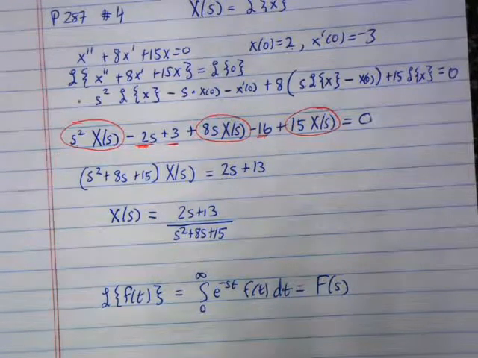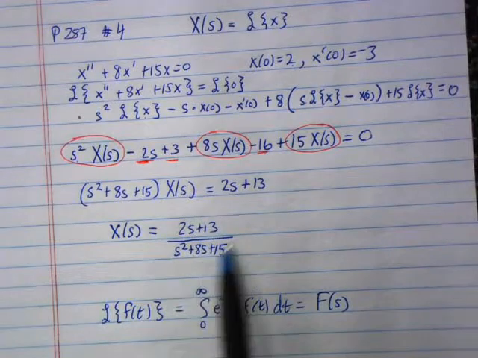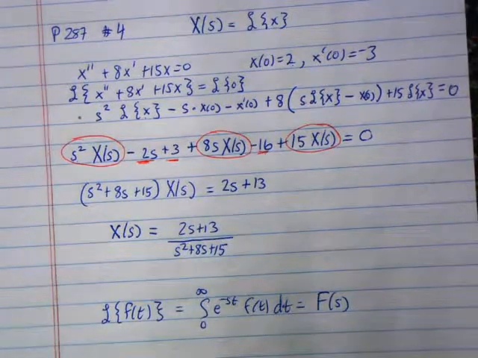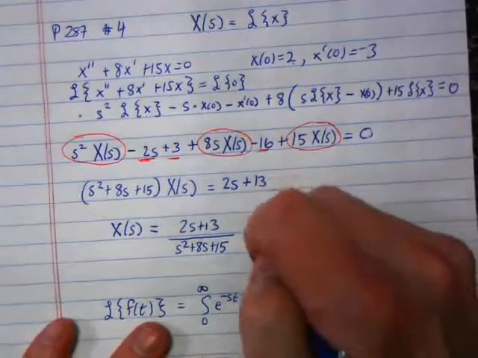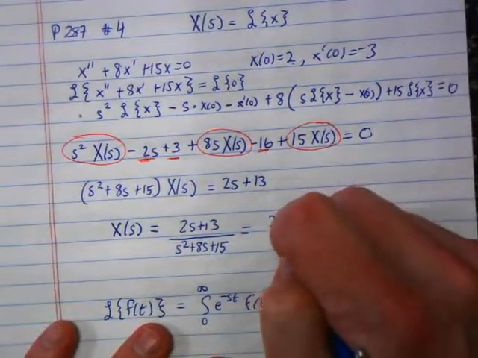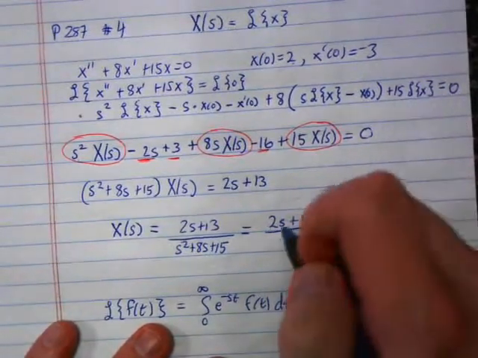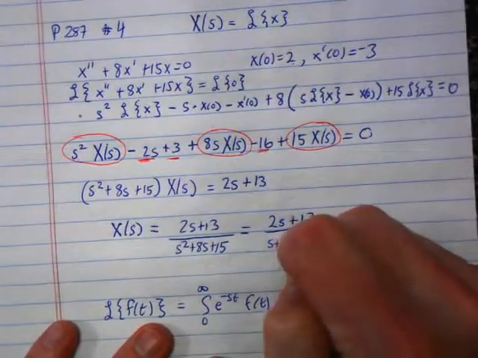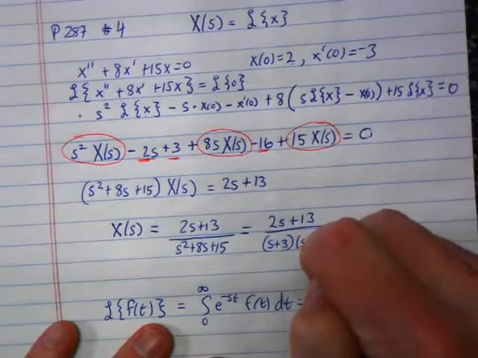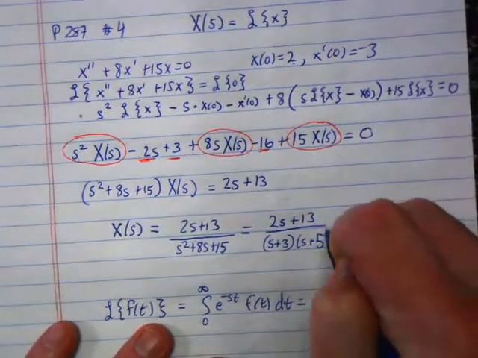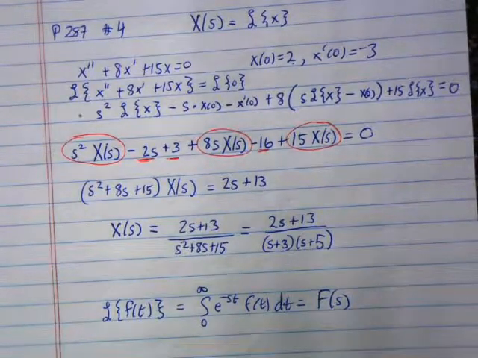All right, now the big question is, how do you find the inverse Laplace transform of that thing? Factor the bottom. So that's 2s plus 13 over s plus 3, s plus 5. So I wrote my s small and my 5 big so you could tell them apart.